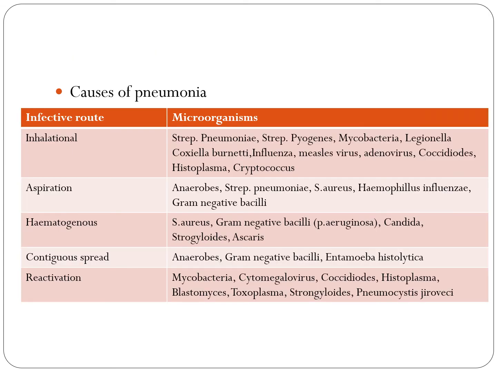The main causes of pneumonia are inhalation, aspiration, hematogenous spread, continuous spread, or reactivation. Inhalation: organisms inhaled include Streptococcus pneumoniae, Streptococcus pyogenes, Mycobacteria, Legionella, measles virus, adenovirus, and histoplasma. Aspiration: Streptococcus pneumoniae, Staphylococcus aureus, and Gram-negative bacilli. Hematogenous spread: Staphylococcus aureus plus Gram-negative bacilli. Continuous spread: anaerobic Gram-negative bacilli. Reactivation: Mycobacteria, histoplasma, blastomyces, toxoplasma.